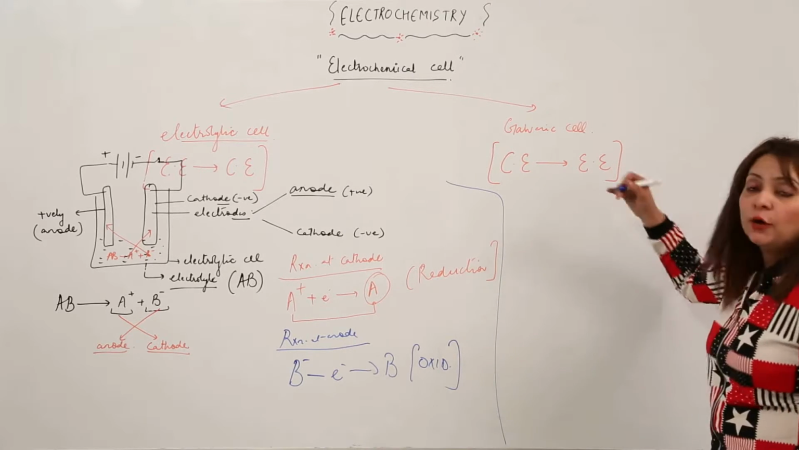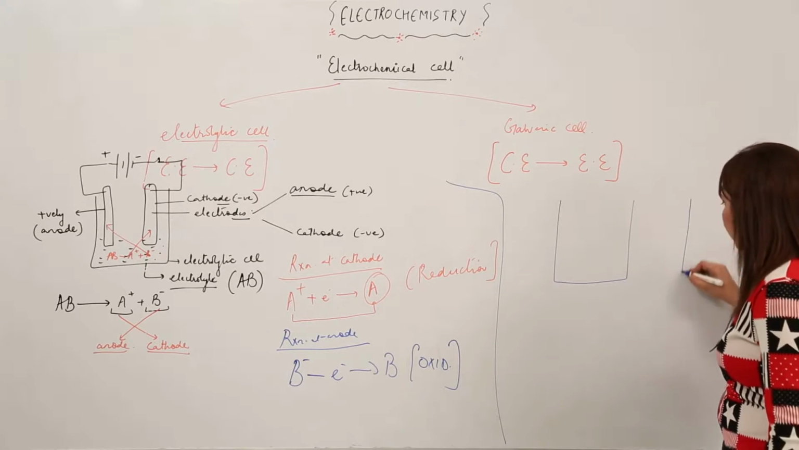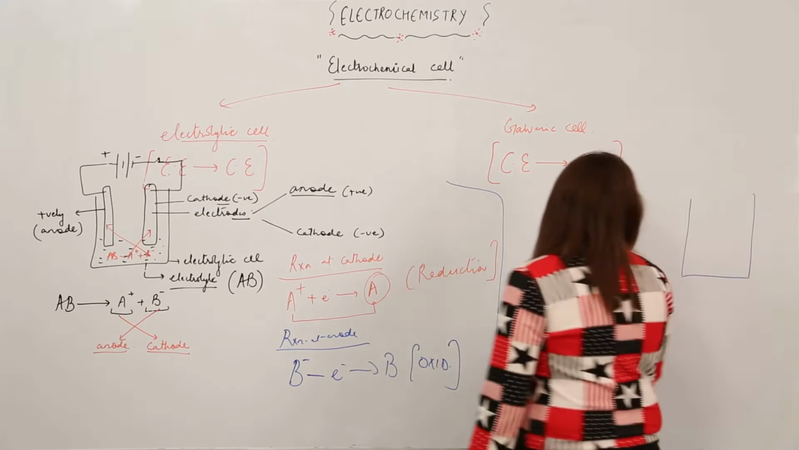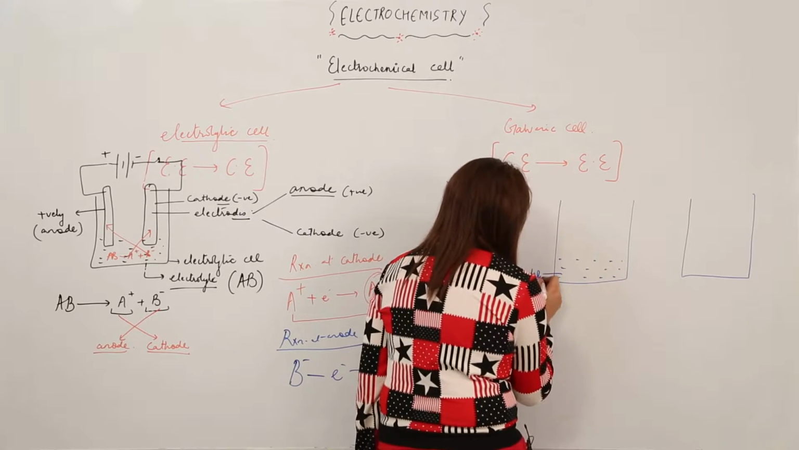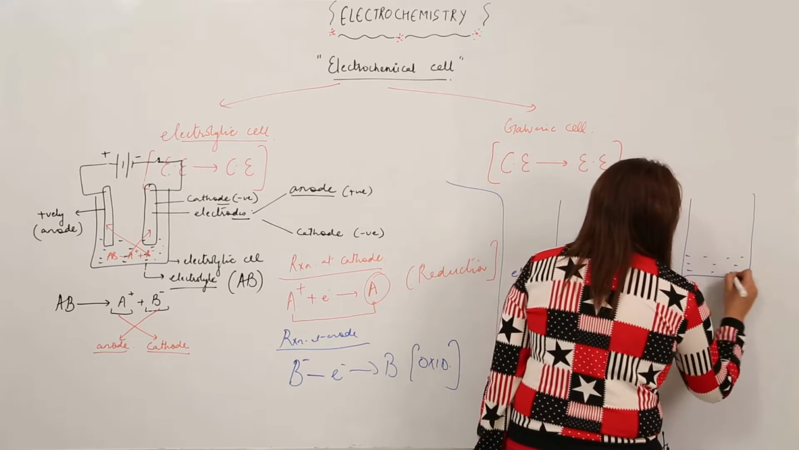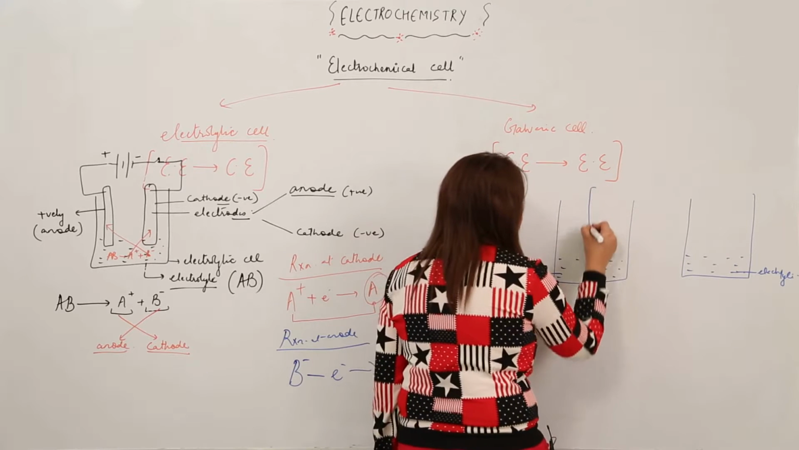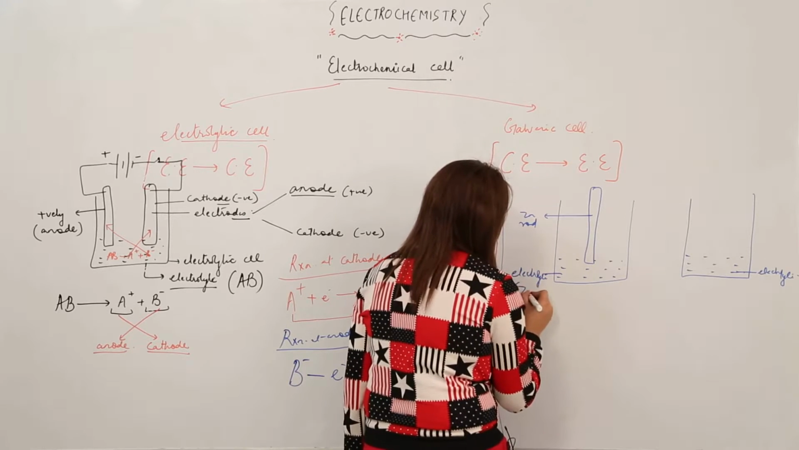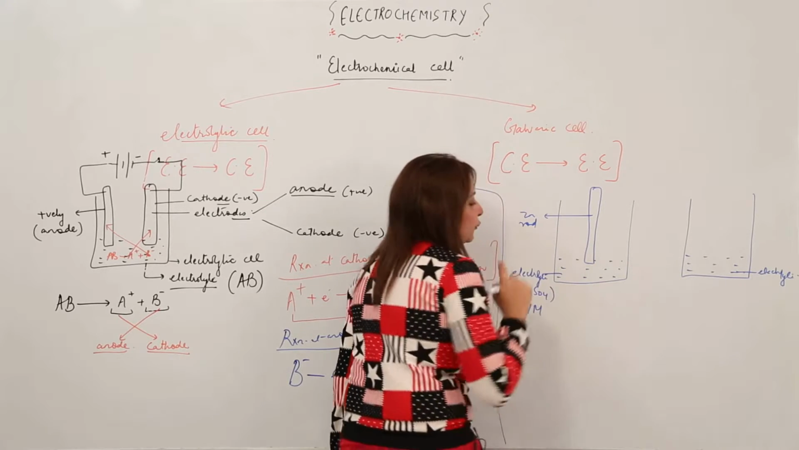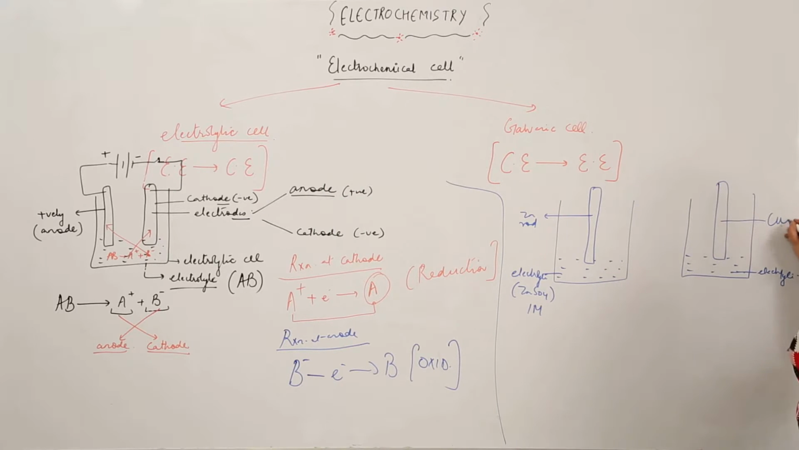So just see what apparatus is used in the galvanic cell. It consists of two beakers, right. It contains the electrolyte, and this one also contains the electrolyte. Suppose I am taking an example of a zinc copper galvanic cell. So this is the zinc rod and the electrolyte we are using is 1 molar ZnSO4 solution, right. Similarly here we are taking a copper rod dipped in 1 molar copper sulfate solution.